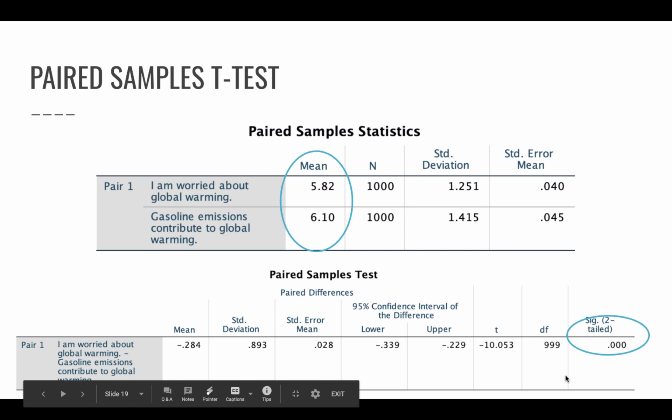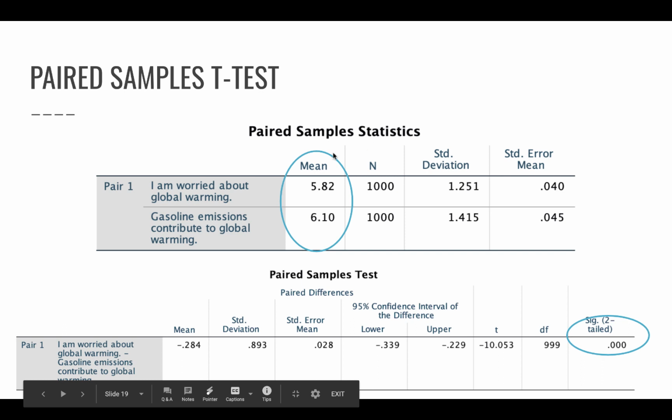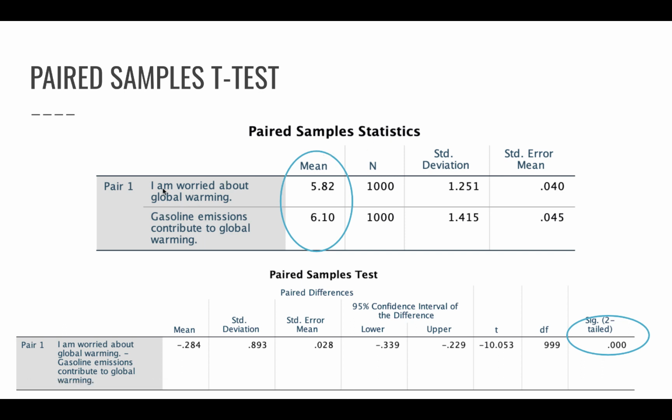And this is what your output will tell you. So your output first shows you paired sample statistics. It gives you an overview of your 2 variables, the pair that you're comparing. I am worried about global warming. The average here is 5.82, the average agreement with I am worried about global warming. The average agreement with gasoline emissions contribute to global warming is 6.1.